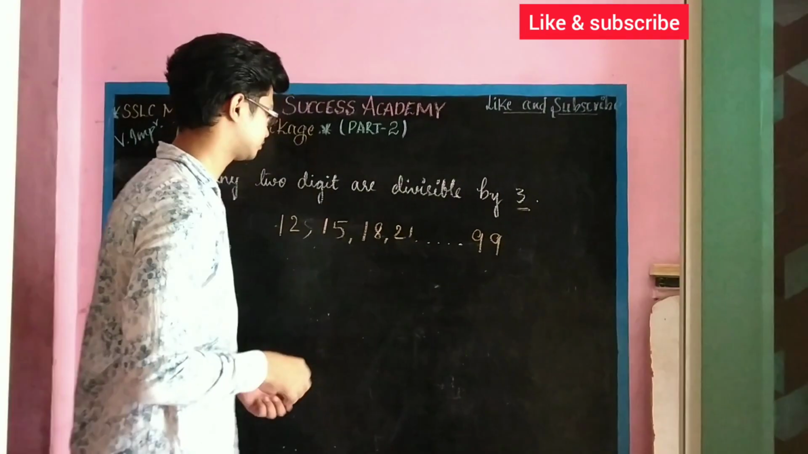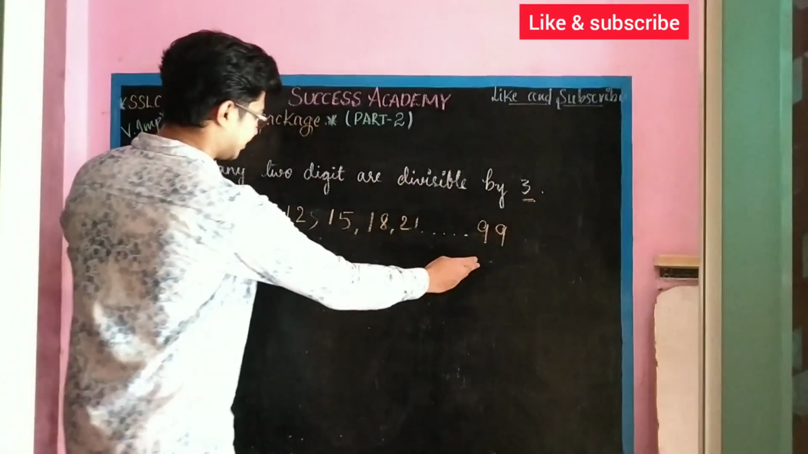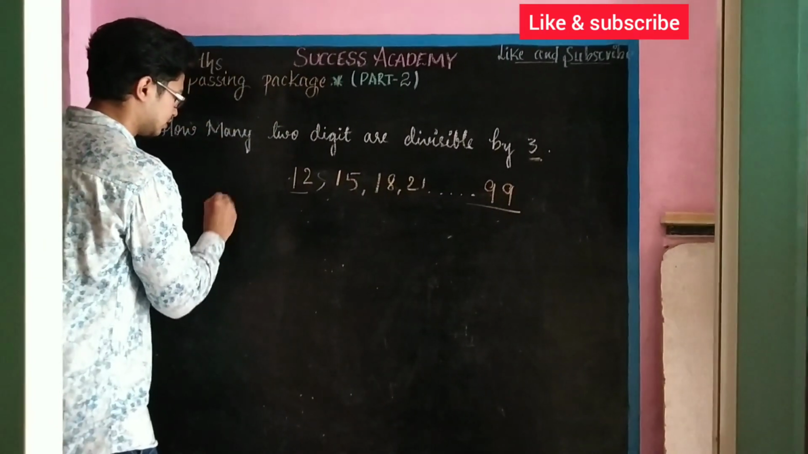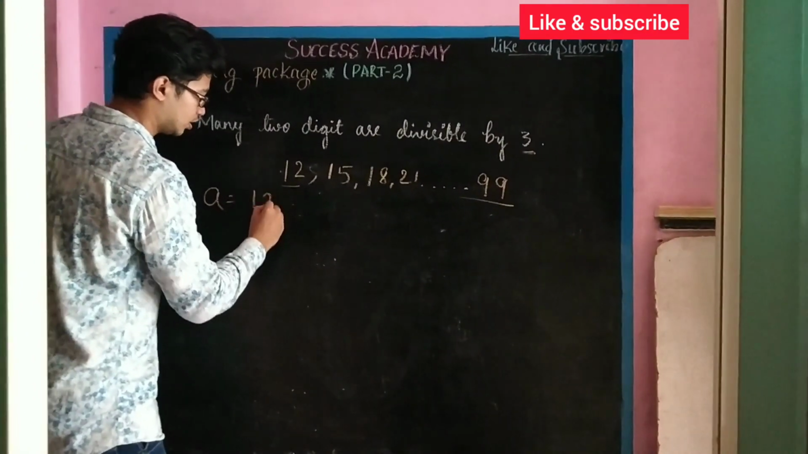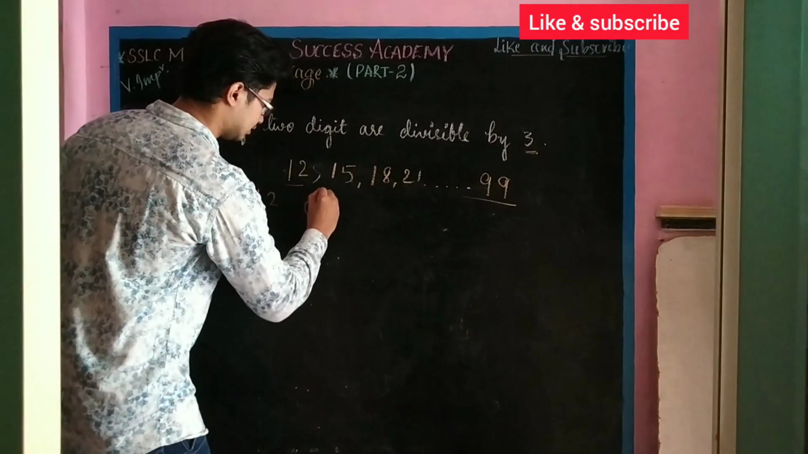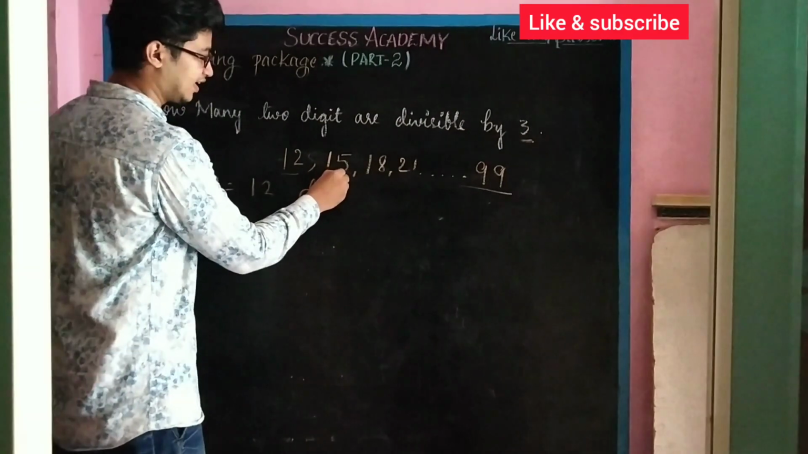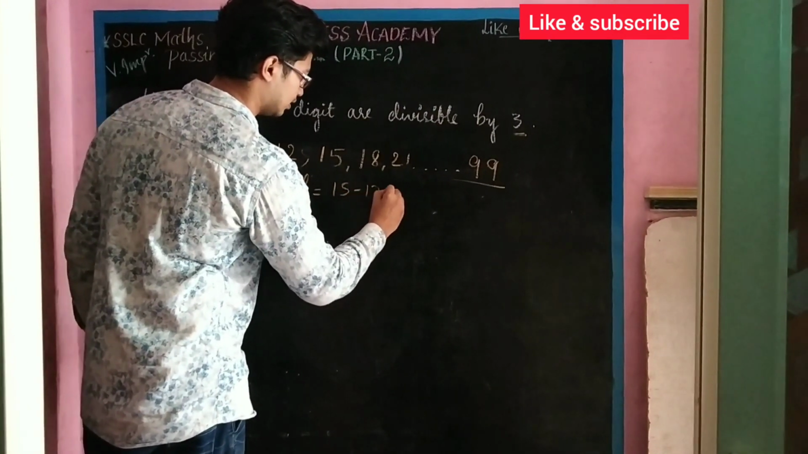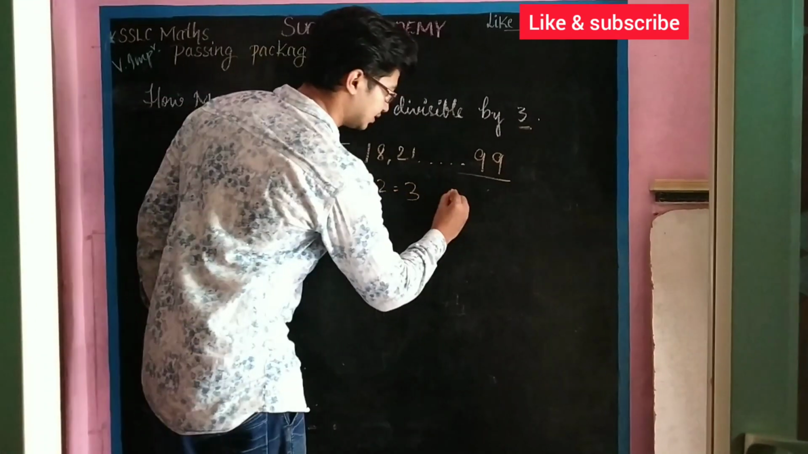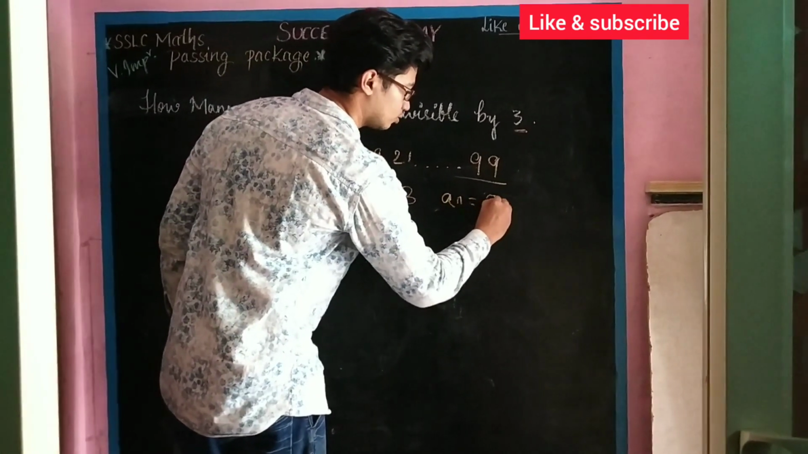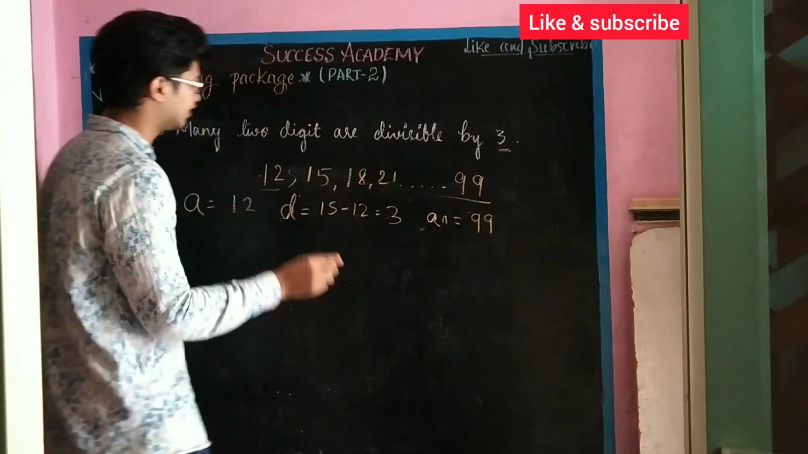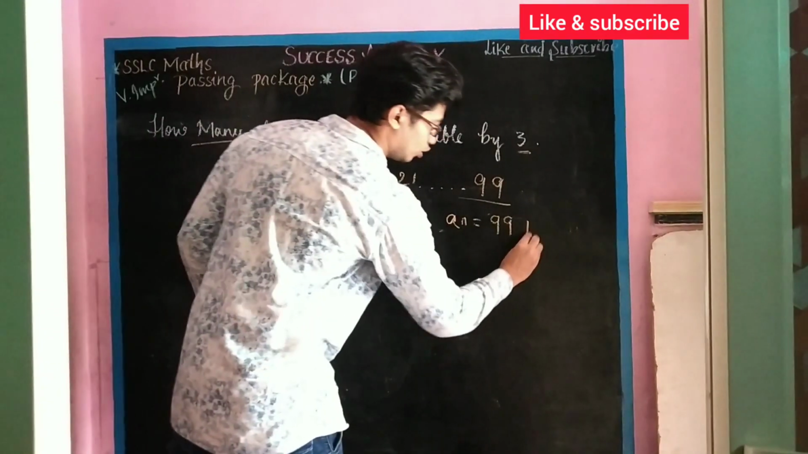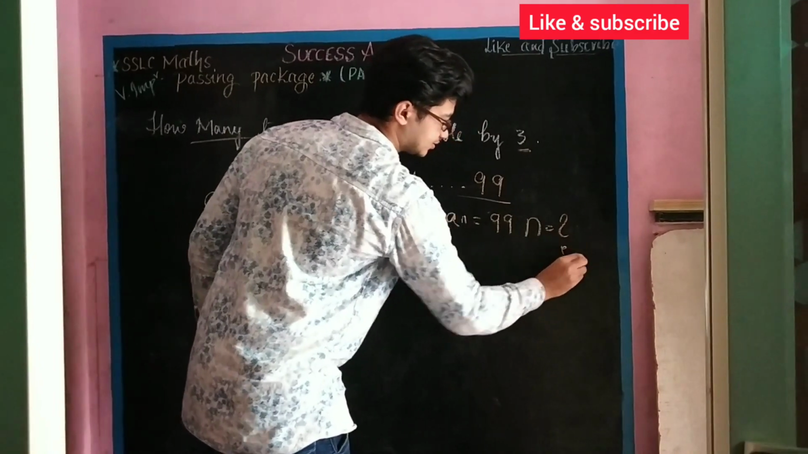Okay. Now, this is our AP. This is the first term. This is the last term. First term a is equal to 12. Common difference d is equal to second term minus first term, 15 minus 12, which is equal to 3. an is the last term. an is equal to 99. We have to find how many, that means the number n. n is equal to question mark, friends.